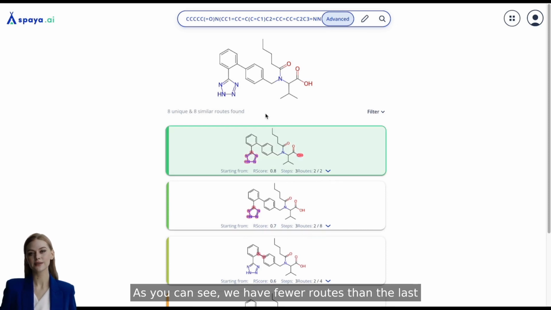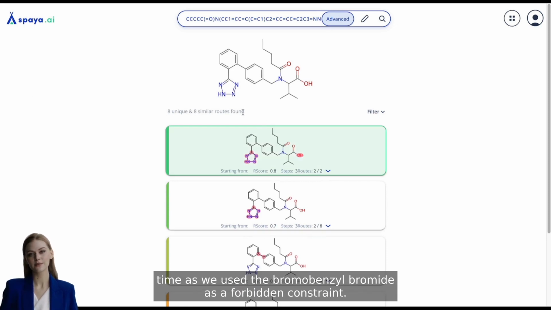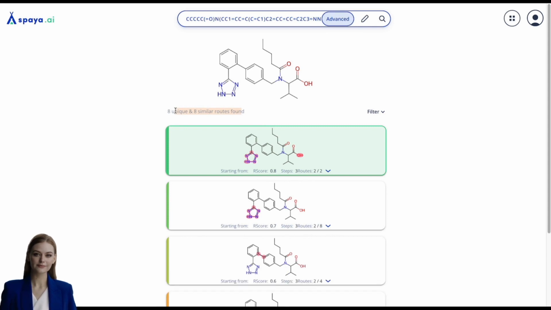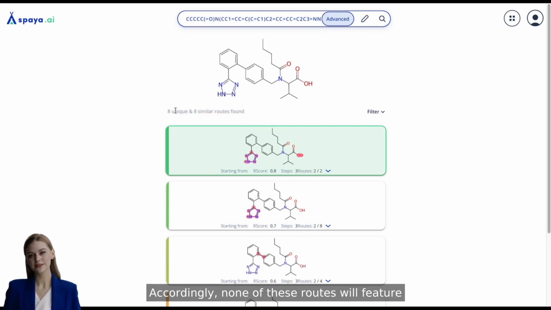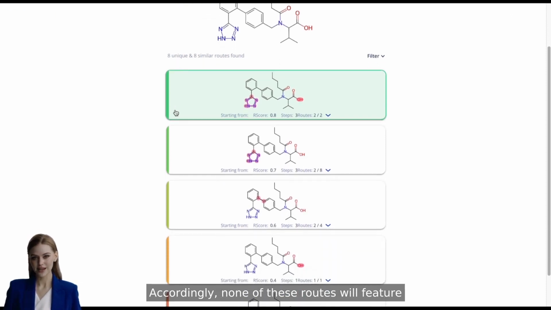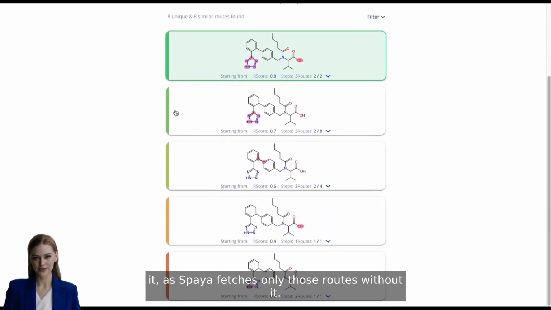As you can see, we have fewer routes than the last time as we used the bromobenzyl bromide as a forbidden constraint. Accordingly, none of these routes will feature it, as Spaya fetches only those routes without it.